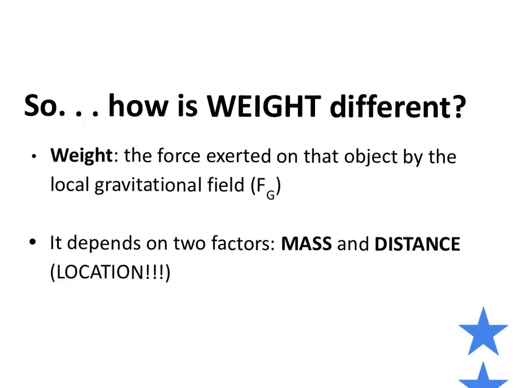Now, weight is different because it is focused on the force exerted on that object by a local gravitational field. When I talk about local gravitational field, I'm going to use F of G. For example, that is the gravity for that specific location. So on Earth, we have our gravity as 9.8, but the moon and Jupiter are going to have different types of gravity. Weight is dependent, though, on mass and the distance or the location.